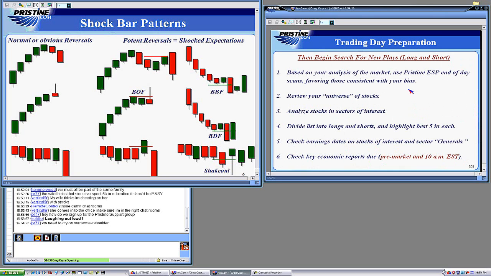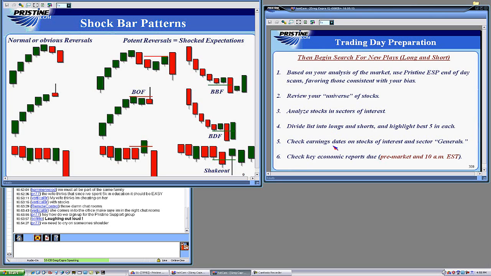Search for new plays. Look through ESP. Look at the end of day scans. Review your universe. You don't have to look at 3,000 stocks. As a matter of fact, if you narrowed it down to price ranges between 10 and maybe $75 and said that you need at least 750,000 shares or 1 million shares, you probably automatically, just with that criteria, knock it down to about 600 or 700. Look at your stocks and sectors of interest, and divide up your long and short ideas.